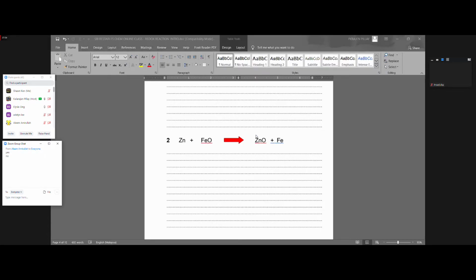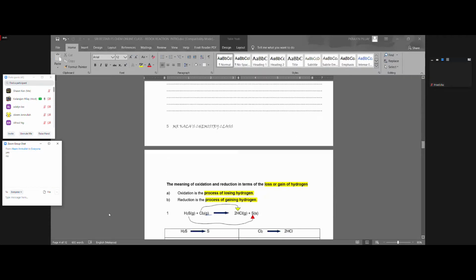Okay. And what is the reducing agent? Zinc. Zinc is a reducing agent. That's all. So that's all they want in SPM. Exactly. Okay, good. So settle with that today. After that, we do, okay.